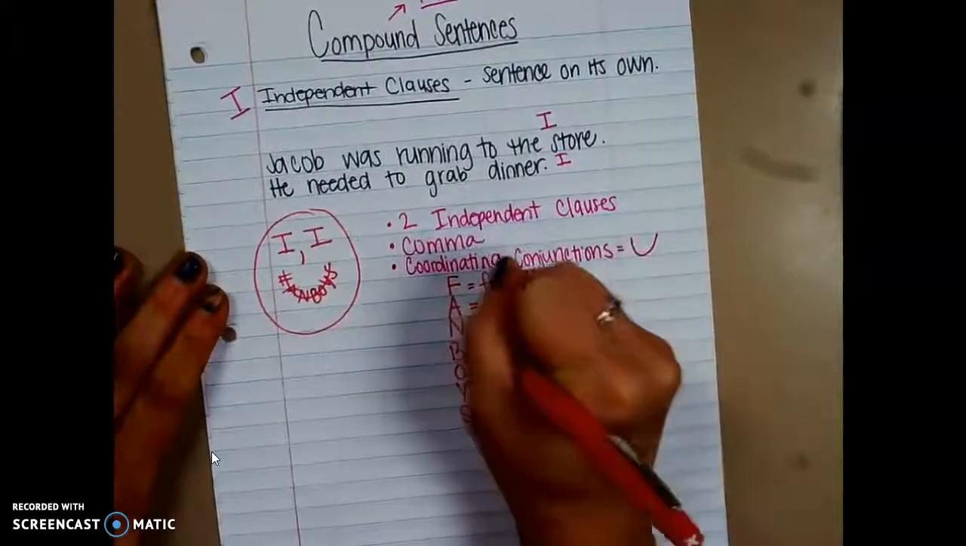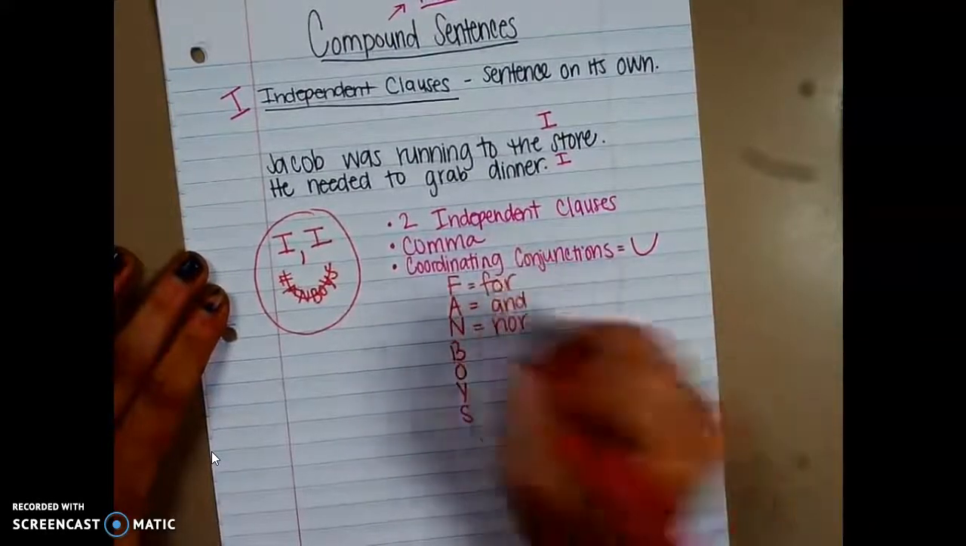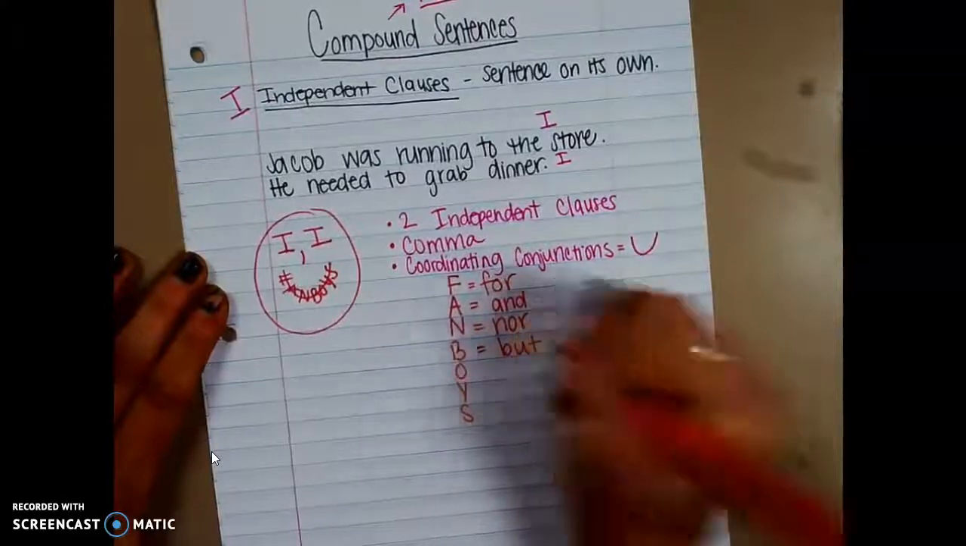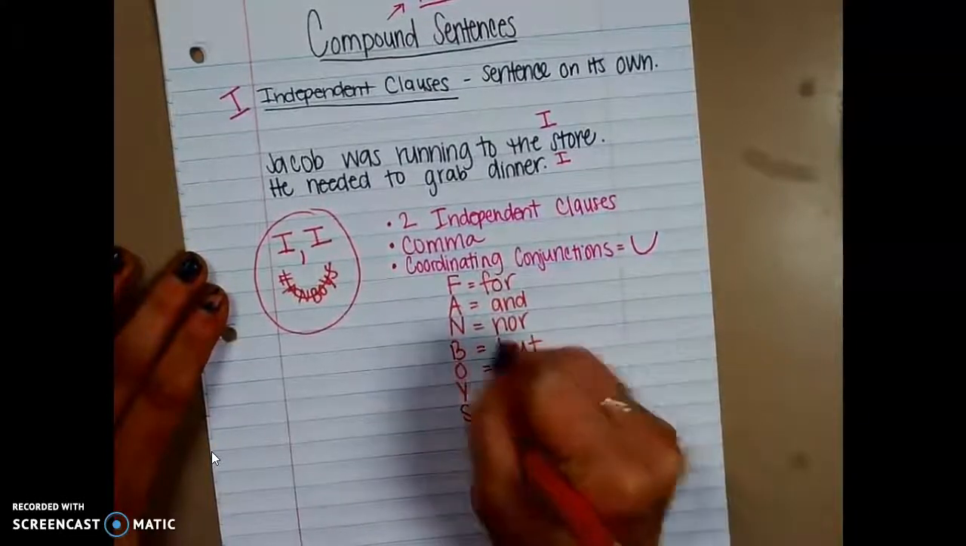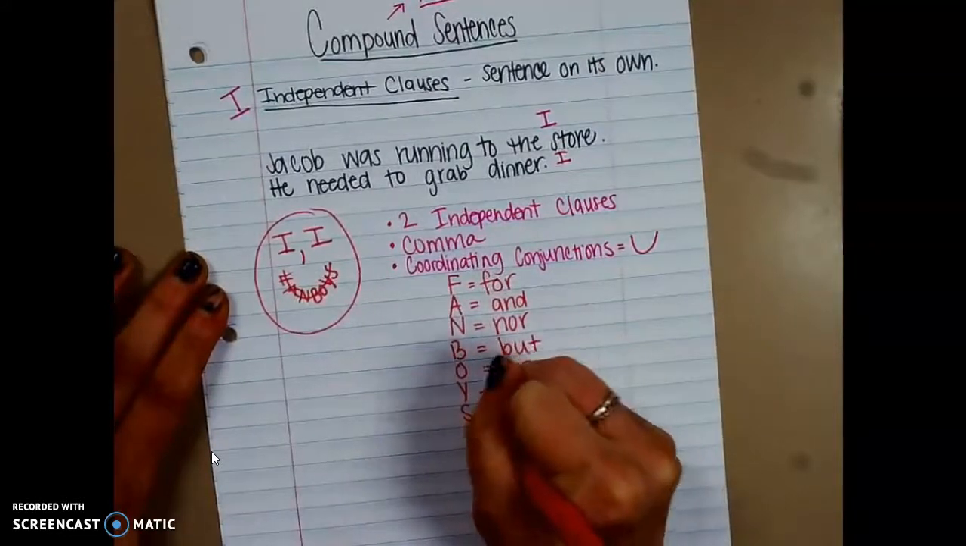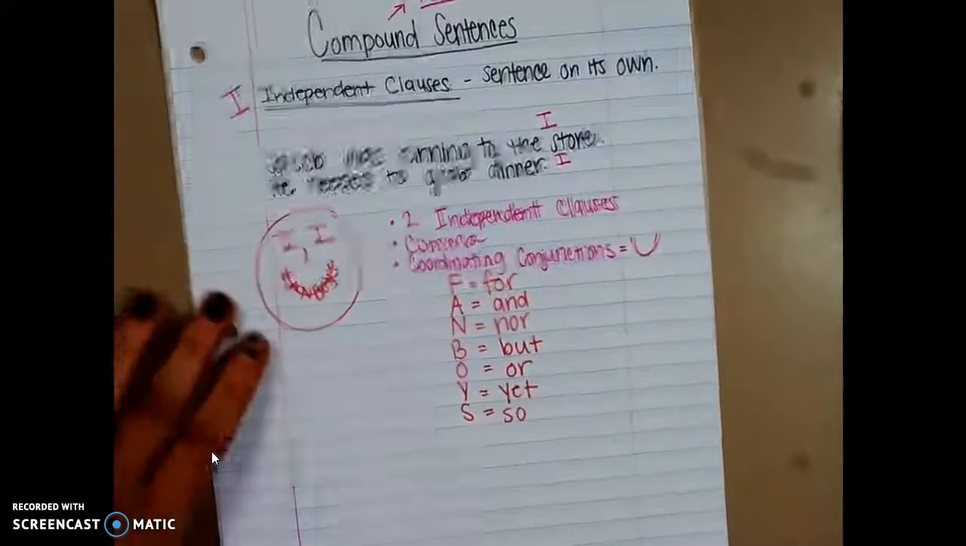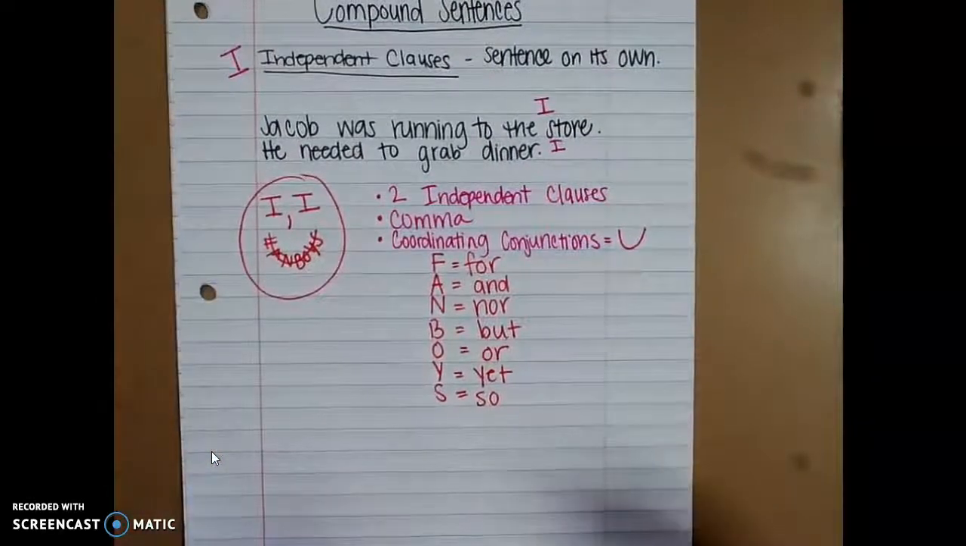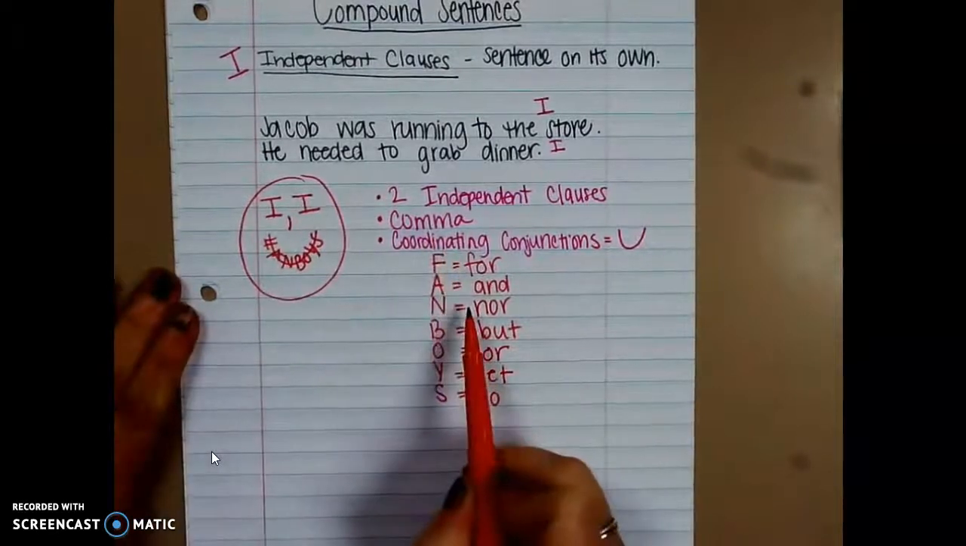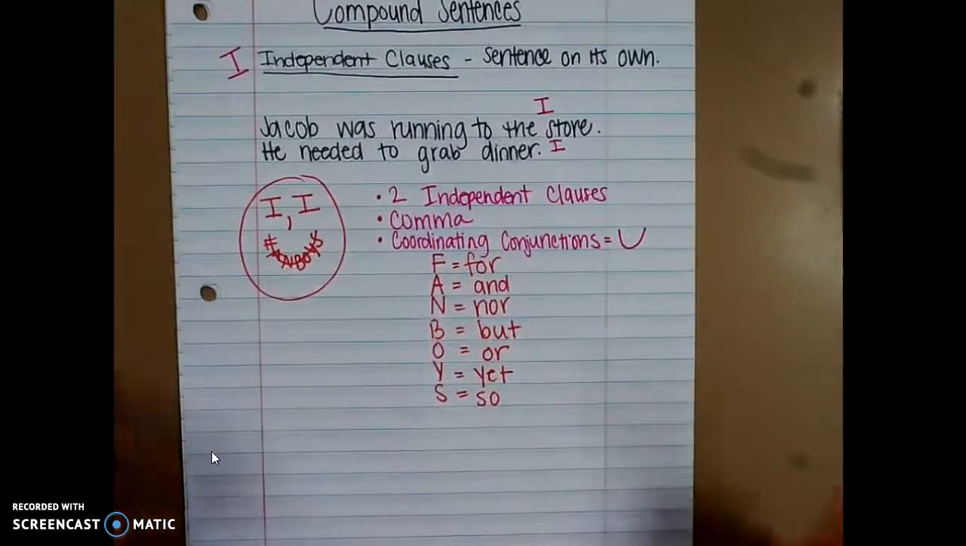So our fanboys stand for, repeat them after me, for, and, nor, but, or, yet, and so. Those are our fanboys. So the thing that's going to stick these two sentences together are our comma and our fanboy. You only would pick one.